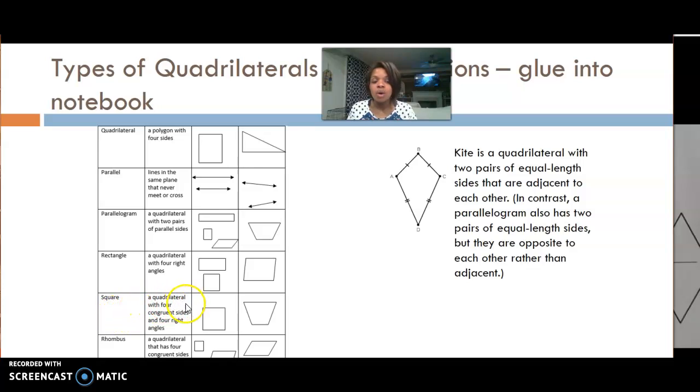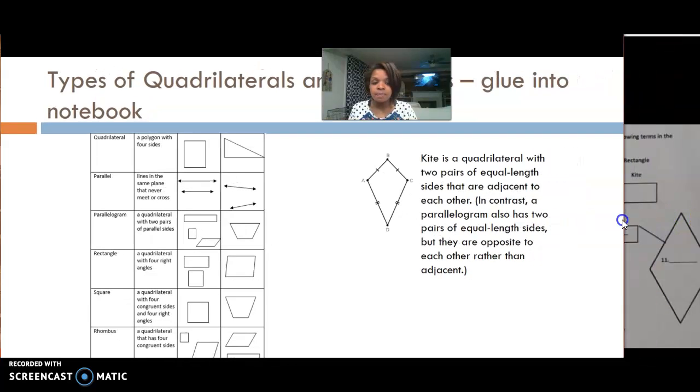All right, so let's look at the next one, a square. A square is a quadrilateral with 4 congruent sides. That means all of its sides are exactly the same, and it has 4 right angles, which also means it has to be a parallelogram. So a square has 4 right angles, but it also has 4 equal sides. So here's an example, here's a non-example, okay?